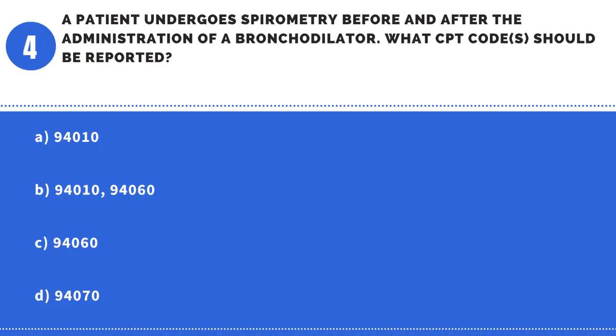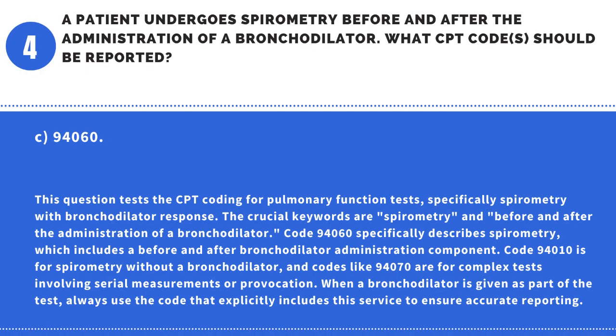Question 4. A patient undergoes spirometry before and after the administration of a bronchodilator. What CPT code should be reported? A. 94010. B. 94010, 94060. C. 94060. D. 94070. Answer: C.